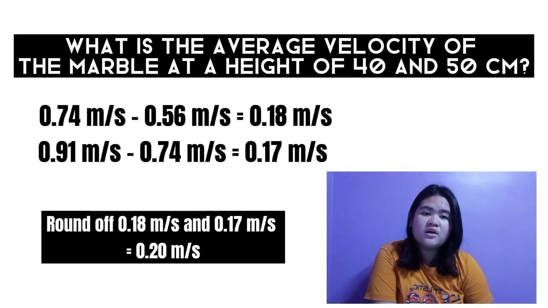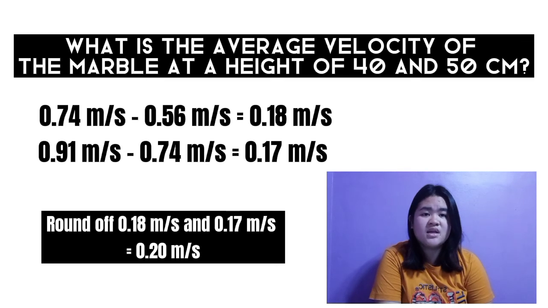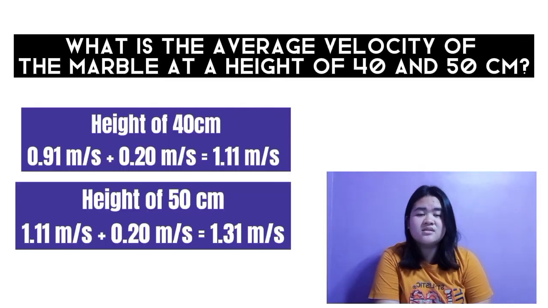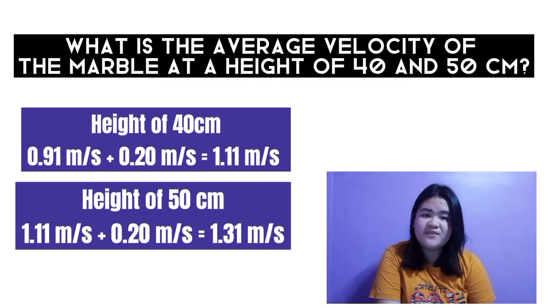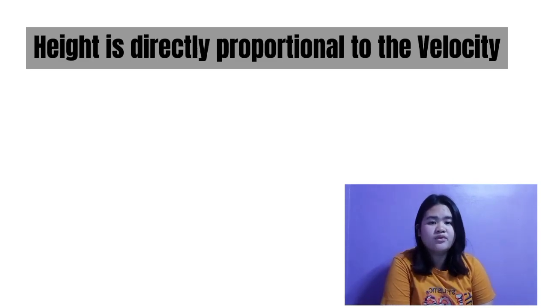If we round off 0.18 meter per second and 0.17 meter per second, we get the constant 0.20 meter per second. Now, we can use this constant value to determine the velocity of the marble at a height of 40 and 50 centimeters by adding the constant 0.20 meter per second to the average velocity of the closest given height. In conclusion, we can say that the height is directly proportional to velocity.